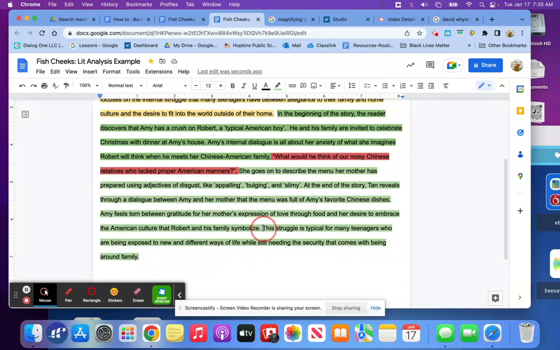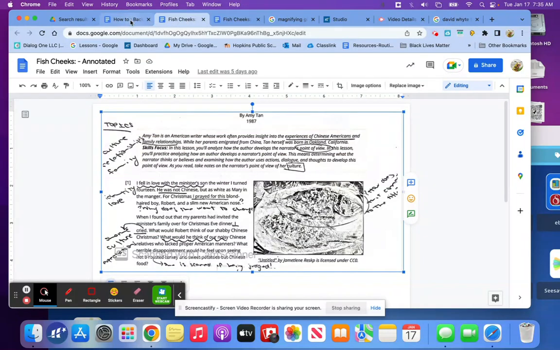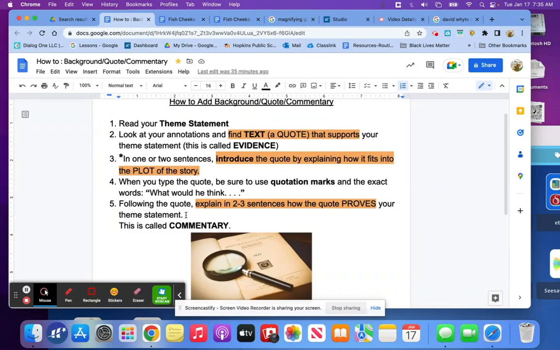And then I put in the universal part, right? This is the universal struggle that is typical for many teenagers who are being exposed to new and different ways of life while still needing the security that comes with being around family. So, this last sentence is where I managed to bring it back to my theme statement and also to the fact that my theme statement is getting at a universal truth that the author wants us to learn. So I hope that helps. Look through these steps, and if you want to find out how to end your paragraph, tune into the next, much shorter video.